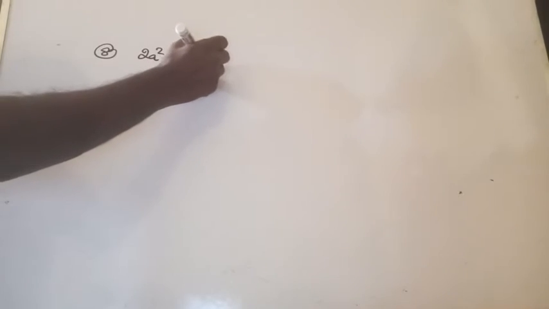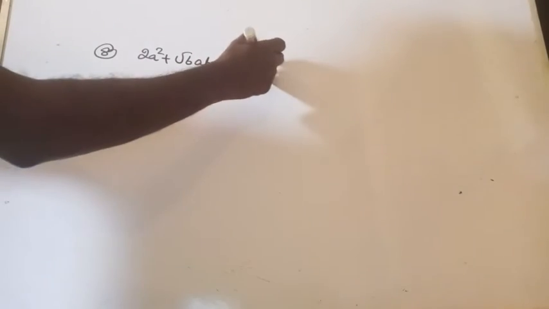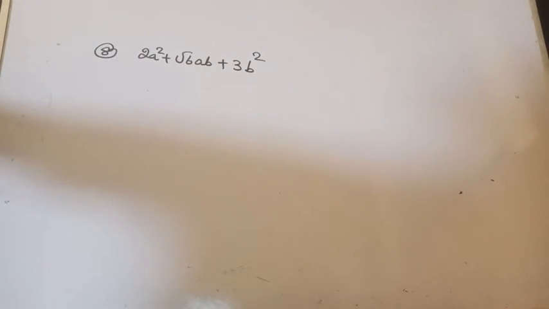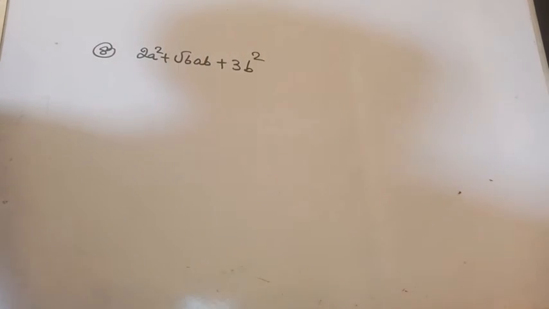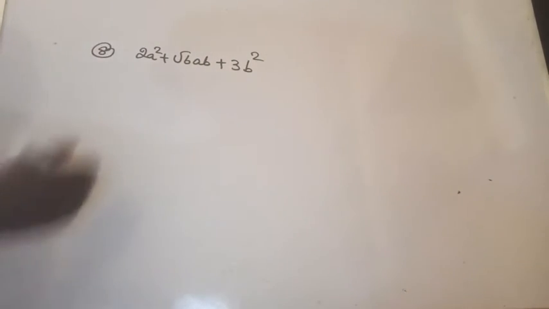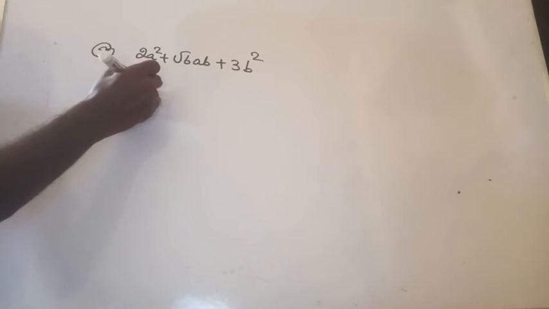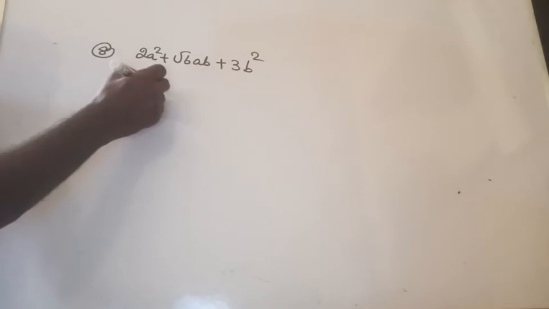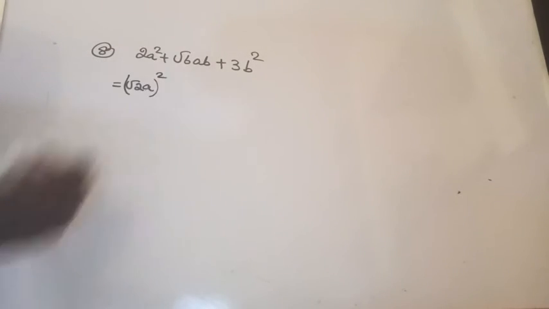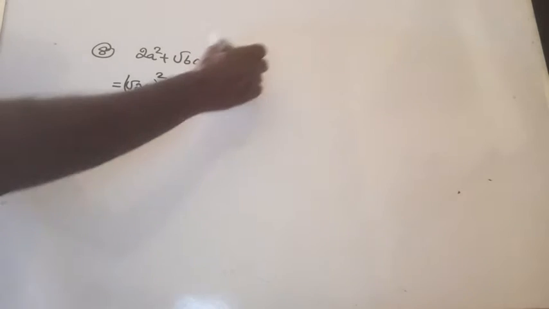Factorize 2a square plus root 6ab plus 3b square. Here 2a square is not a perfect square, but a square is a perfect square. How can you write 2a square as a perfect square? Very simple. Root 2 into root 2 is 2. So root 2a the whole square. Am I right here?